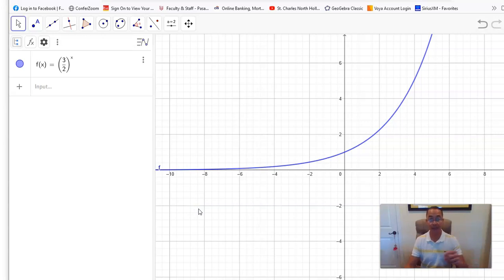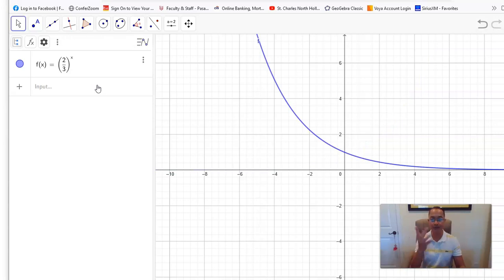And remember that's because our general exponential functions come from e to the x. They look like e to the something times x, e to the ln of 3/2 times x. So if we flip this, the function is also going to flip. So watch. Boom. Okay, just turned around. And this time, as x goes to plus infinity, your y gets close to 0. As x goes to minus infinity, your y goes to plus infinity.